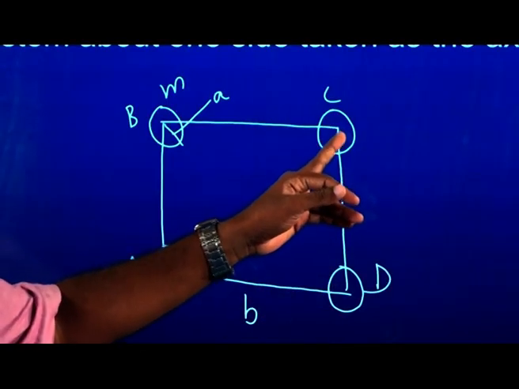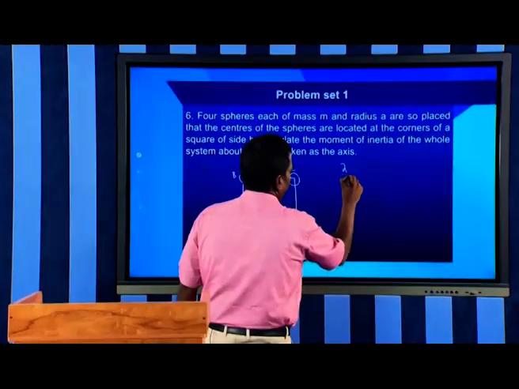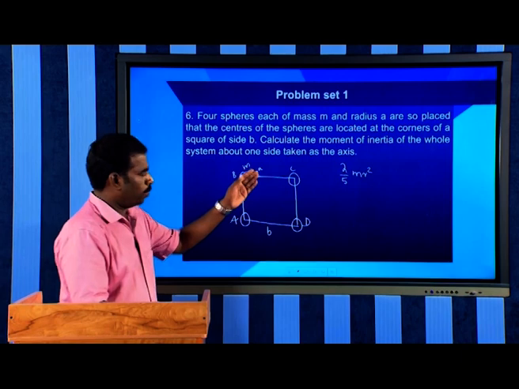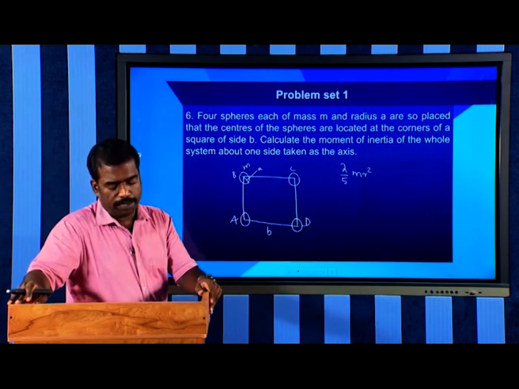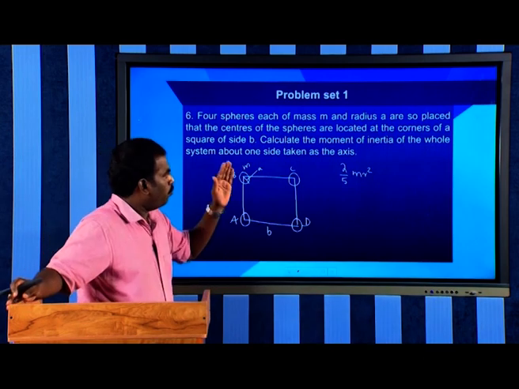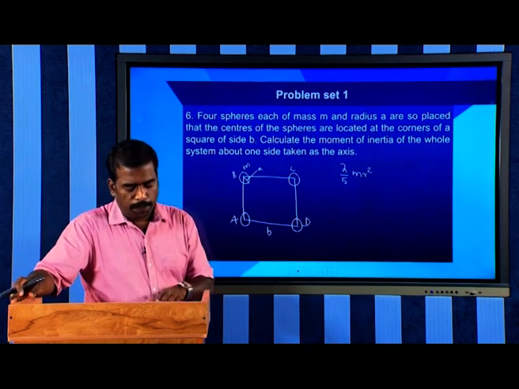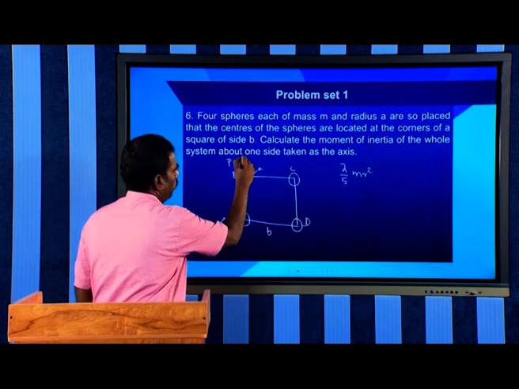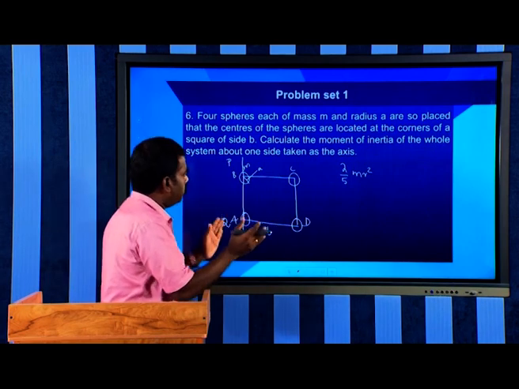It is of mass m and radius r, and about an axis passing through its diameter it is 2 by 5 m r square, which is the moment of inertia of the sphere C or D. Then we find the moment of inertia of the whole system about PQ. This is AB and this is the PQ axis, which passes through this side.